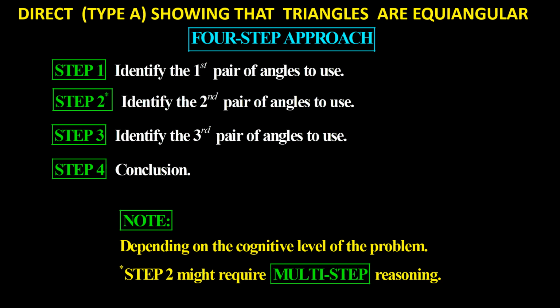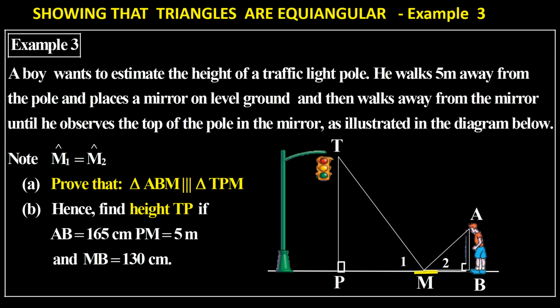Now, it might be necessary, if you want to find the second pair, that might require more than one step to be able to get that second pair. And this I will refer to as multi-step reasoning. And this will illustrate to you in some examples. Let's consider an example now where we're going to prove that two triangles are similar, making use of equiangular.